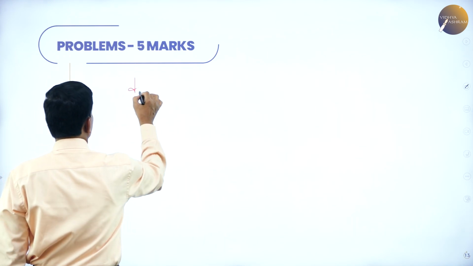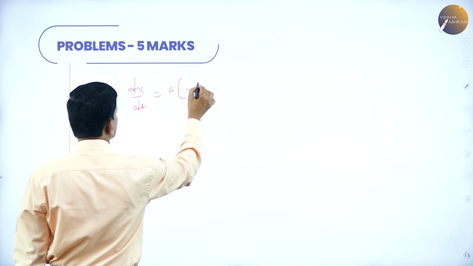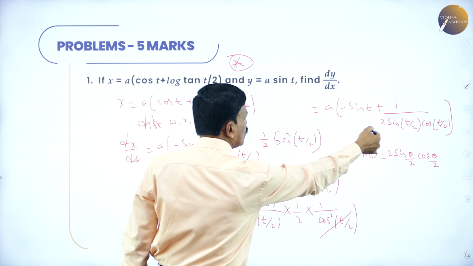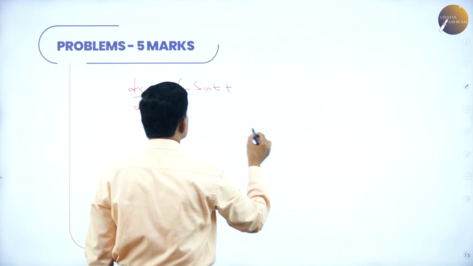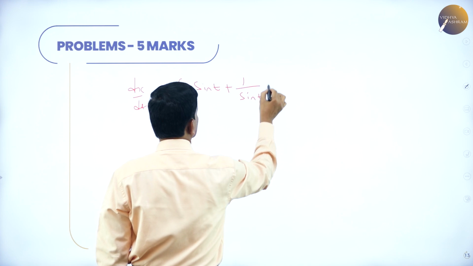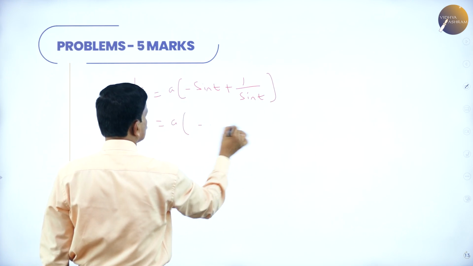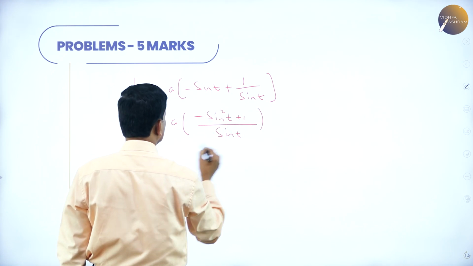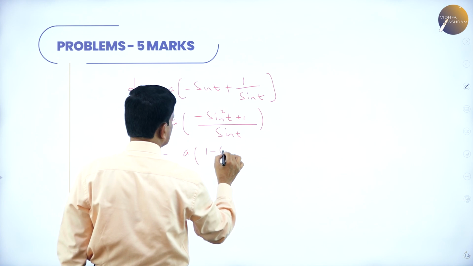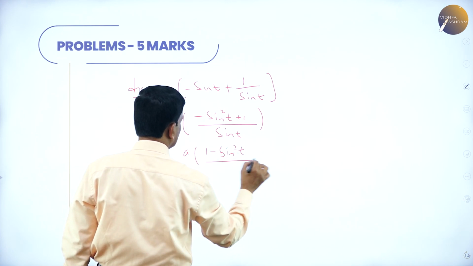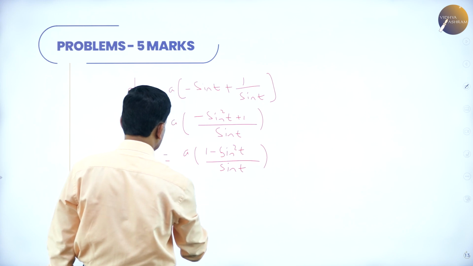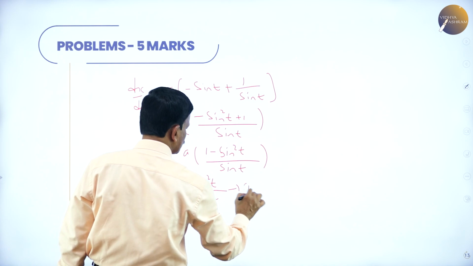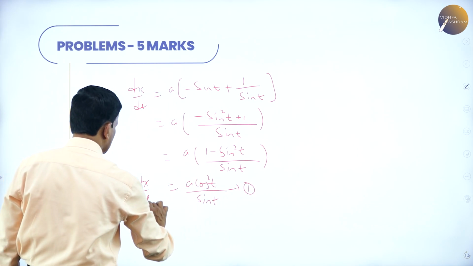Therefore, dx by dt is equal to a into minus sin t plus 1 over 2 sin t by 2 cos t by 2, which is also equal to 1 by sin t. Now, take the LCM, a into sin t is the LCM: minus sin t into sin t is minus sin square t, plus 1. So, this is a into 1 minus sin square t divided by sin t. What is 1 minus sin square? 1 minus sin square is cos square t divided by sin t. This is equation number 1. This is dx by dt.